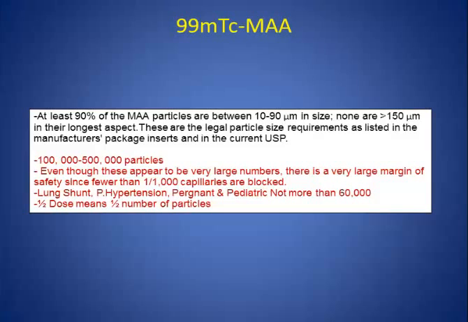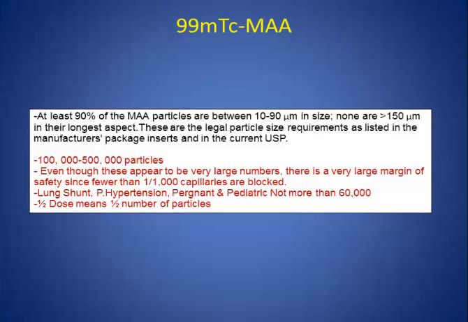Nothing should be more than 150 micrometers. Usually the particles number between 100,000 and 500,000. So even though these appear to be very large numbers, there is a very large margin of safety. Why? Because there are billions of capillaries in the lung, so we only block about 1/1000 of the capillaries.